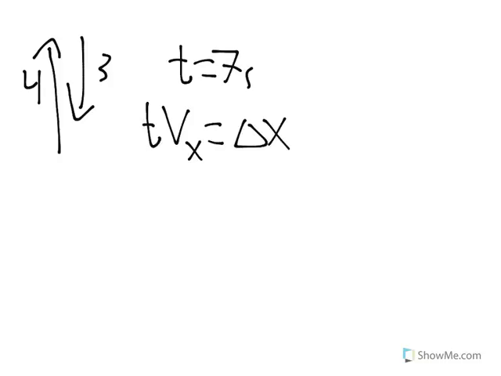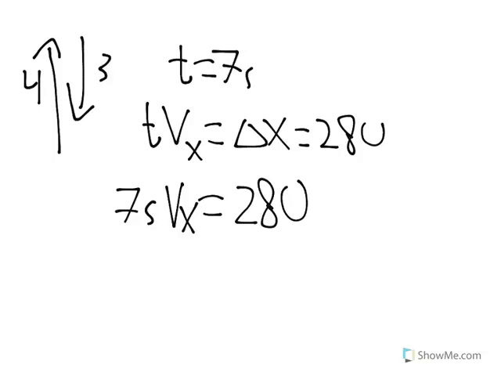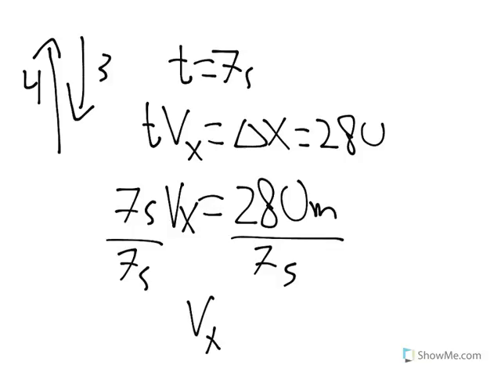Now that we've solved this, we're on to the easy part. Time is 7 seconds total. And there's a pretty simple equation for relating velocity in the x direction to time. That's velocity in the x direction times time equals change in the x position. X original is 0, X final is 280, so change in X is 280. Time is 7 seconds, so 7 seconds times the velocity in the X direction equals 280 meters. Dividing through by 7 seconds, we end up with the velocity in the X direction is 40 meters per second.